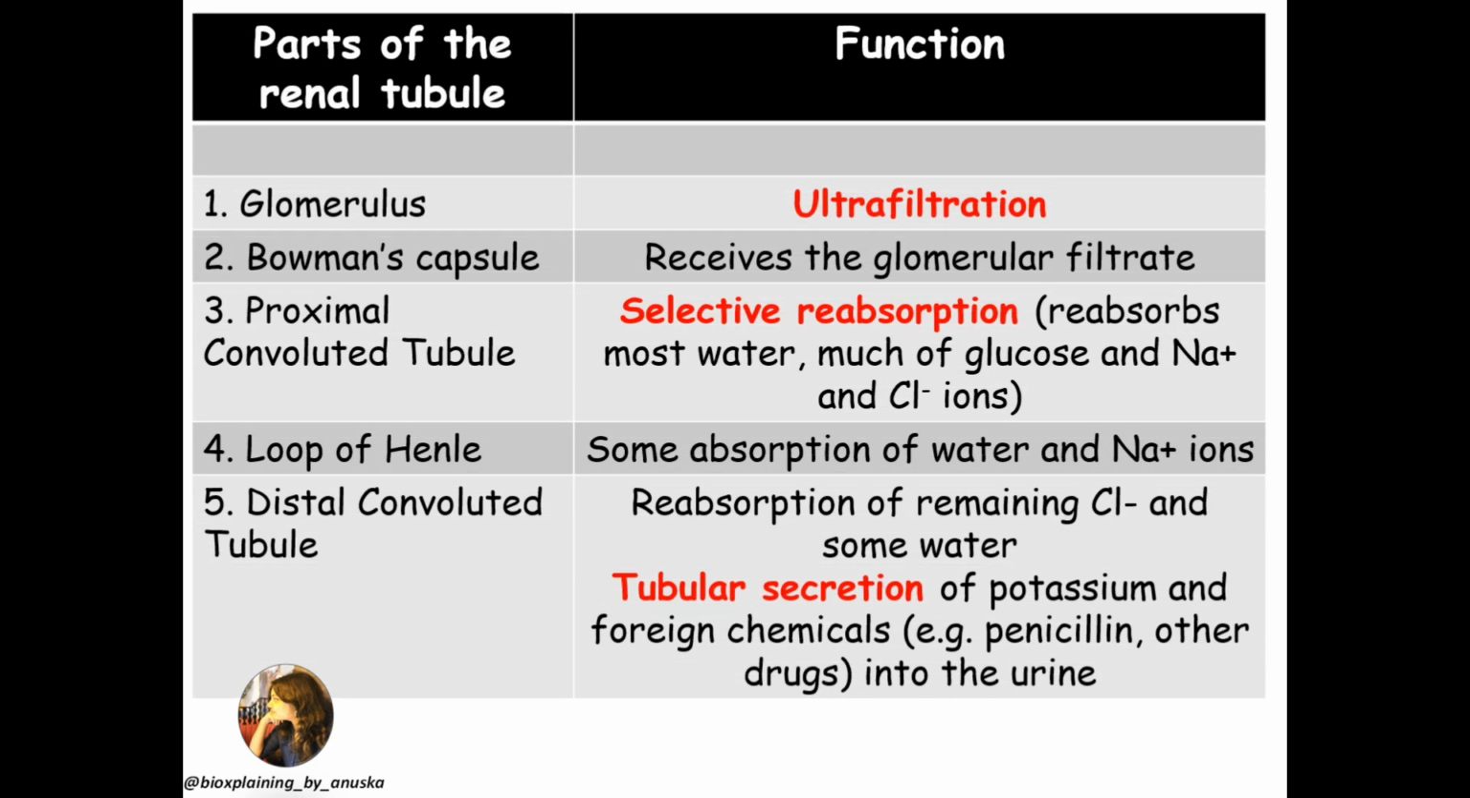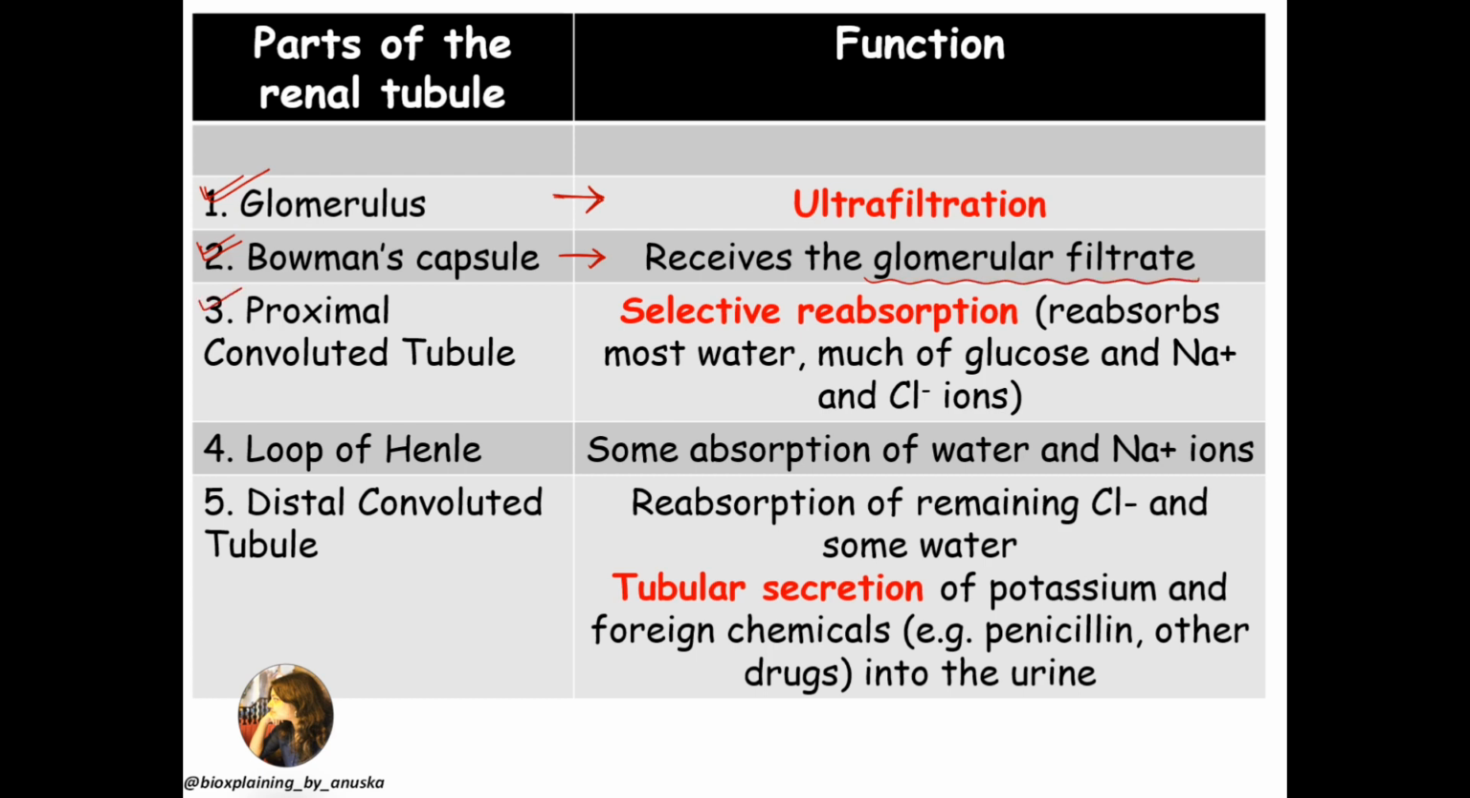Okay, so this is a very quick recap of what we have just studied. That is the function of the different parts of the renal tubule. So the first one that we have here is the glomerulus. As we have seen, glomerulus has the role of ultrafiltration. And what is ultrafiltration? The liquid part of the blood will get filtered under the high hydrostatic pressure from the glomerulus into the Bowman's capsule. So the role of the Bowman's capsule is in receiving this filtrate, the liquid part of the blood, that we call the glomerular filtrate.